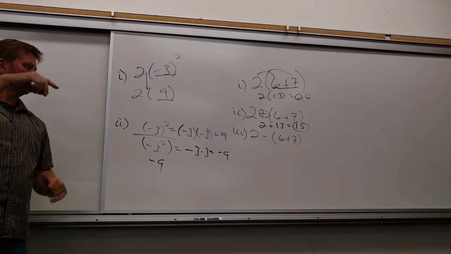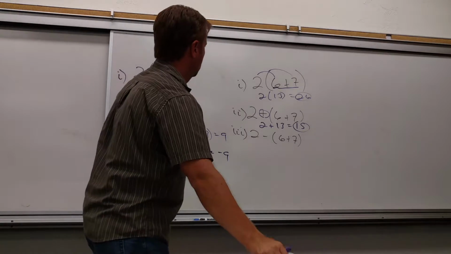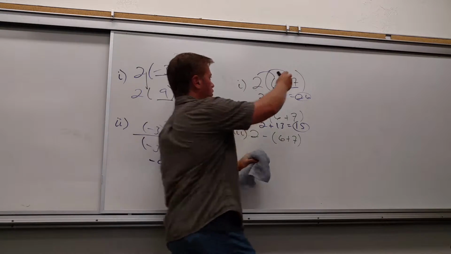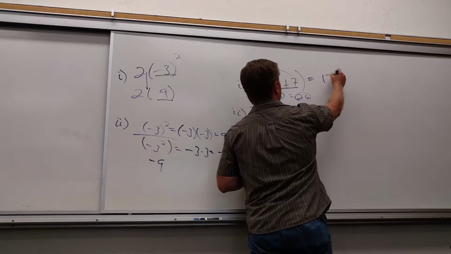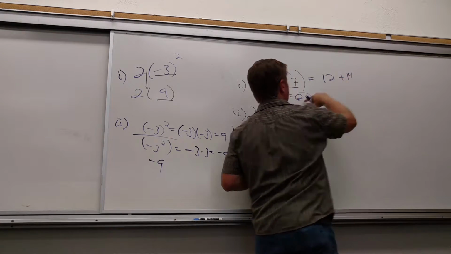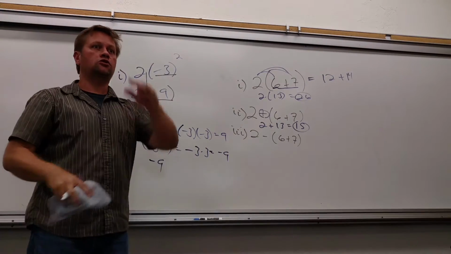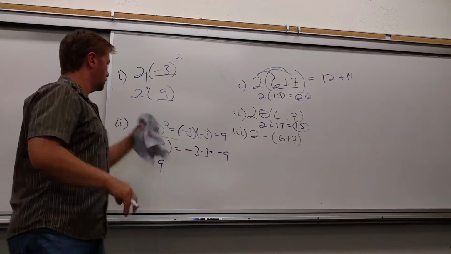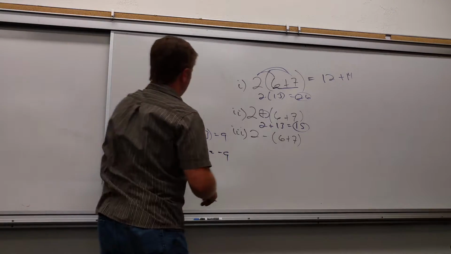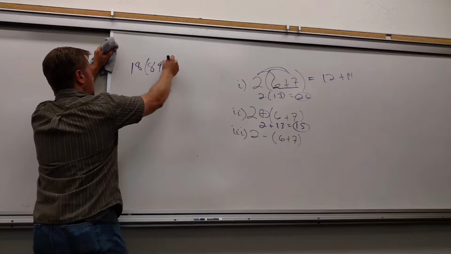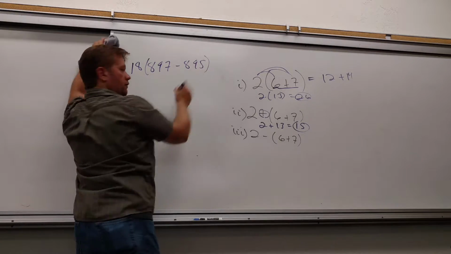Yes. It uses 6 times 2 is 12, right? Yeah, it'll still work. 2 times 6 is 12. 2 times 7 is 14. 12 plus 14 is? Yes, because distributive property is true. Period. But just to show you a kind of extreme example, if I said what's 18 times 897 minus 895.